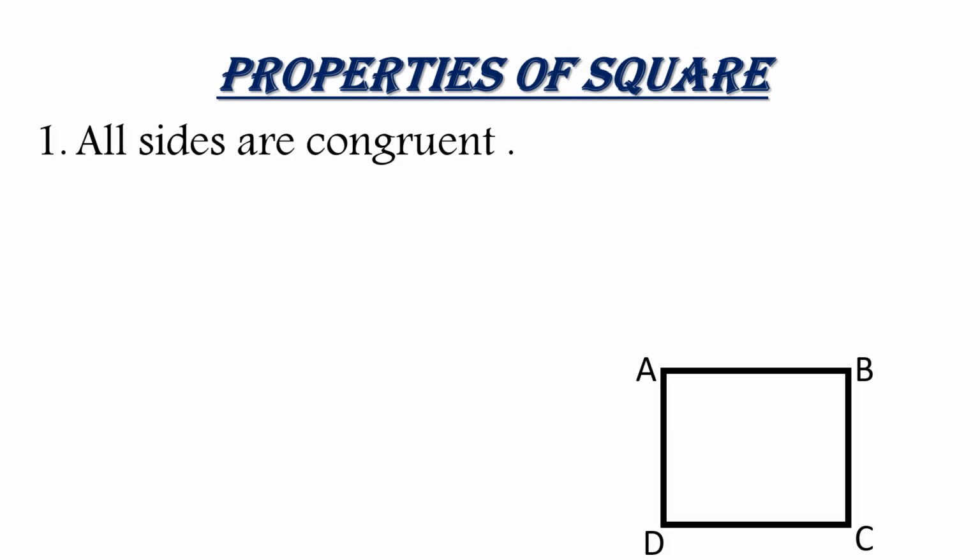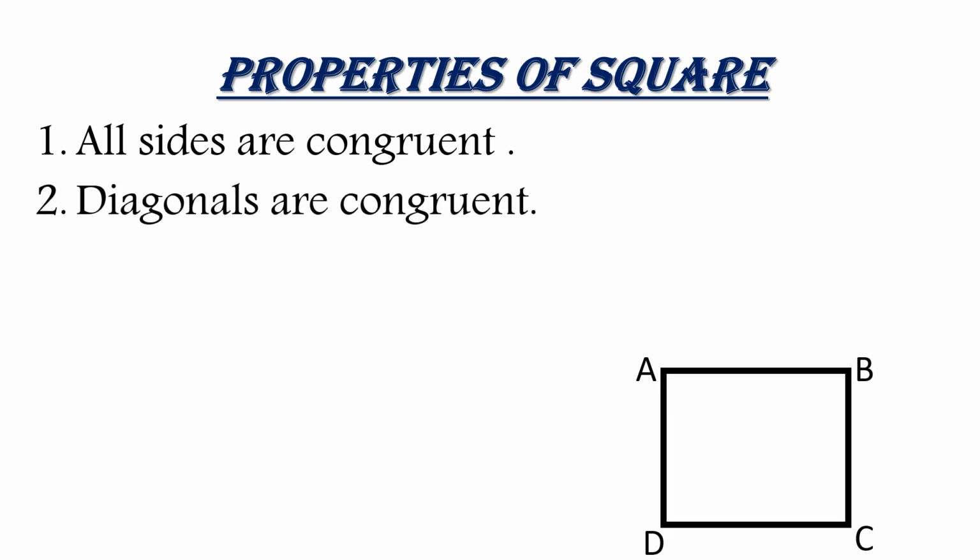Properties of square. All sides are congruent. Look at this figure. Seg AB, seg BC, seg CD and seg AD are congruent. Diagonals are congruent. Seg DB and seg AC are the diagonals and they will be congruent. Means seg AC is congruent to seg BD.